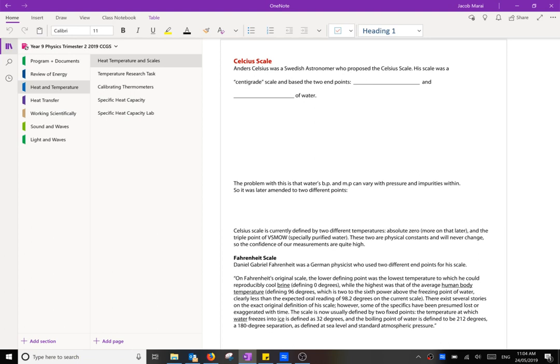And he based his endpoints on what? Freezing. Go, Sam. The melting, freezing point of water. Melting point of water. And boiling. Melting and boiling point. Freezing and melting mean the same thing. Don't worry too much about that. All right, so that's what he based it on.